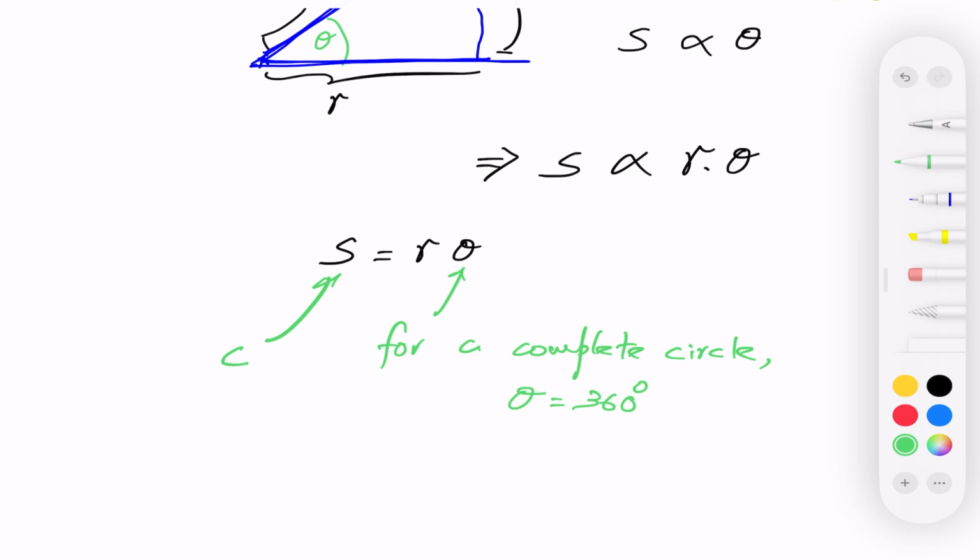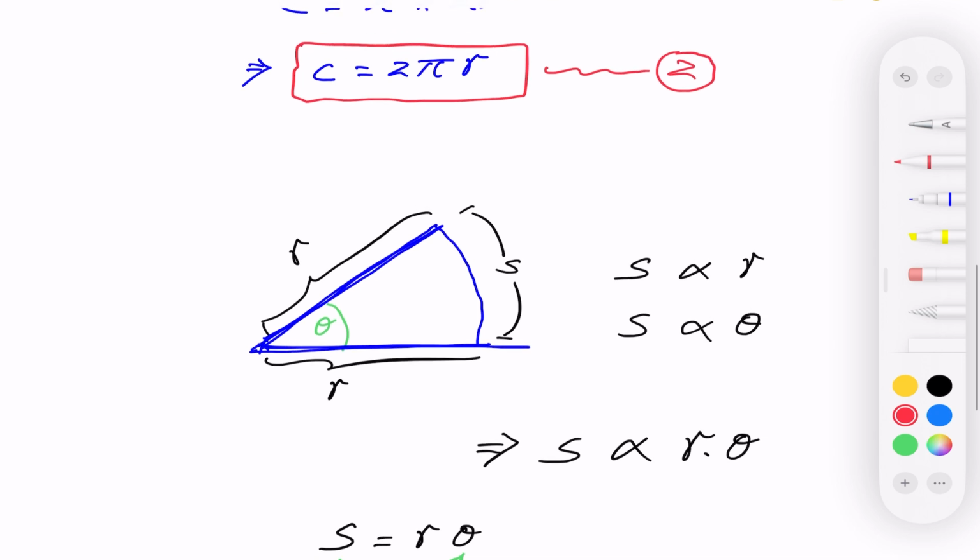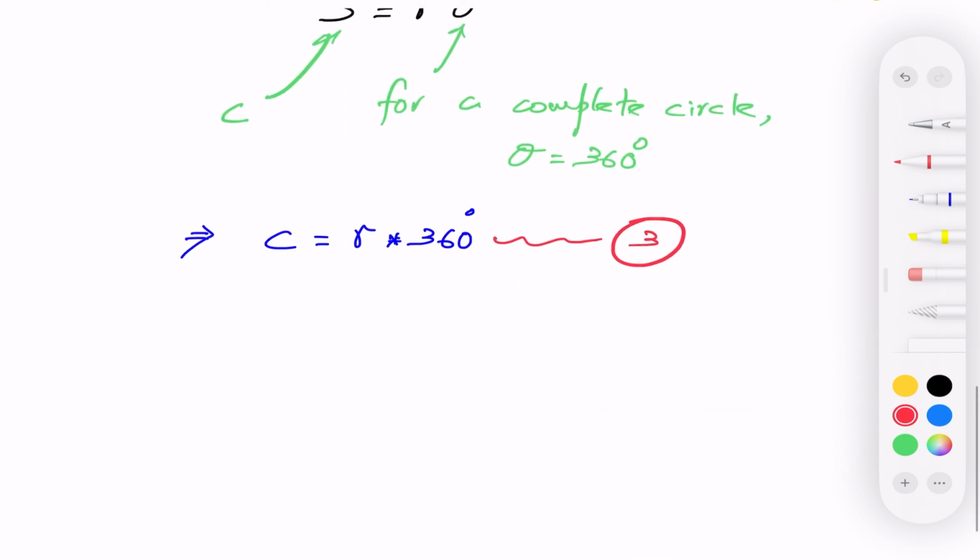All right, let's go ahead and substitute those two values. Now we have c being equal to r times 360 degrees. Now I'm going to label this relationship as equation number 3. From the earlier result, we had equation number 2 as c being equal to 2 pi r. Let me rewrite that equation. It was c equals 2 pi r. That was our second equation. We already saw that equation.